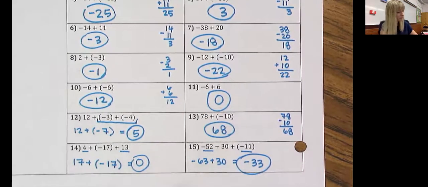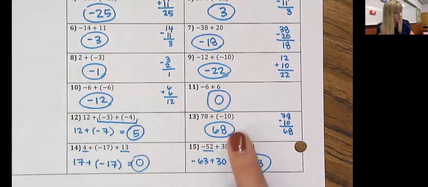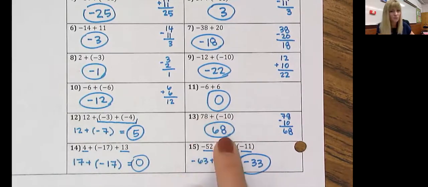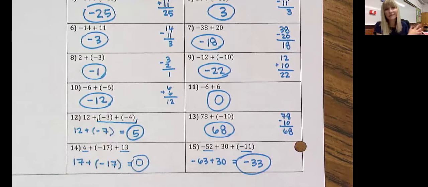Now, look what happens when I have three numbers. This one was just different signs: subtract, take the sign of the one that goes farther. 78 is certainly farther from 0 than 10, so I left it positive. When I have multiple numbers, you can choose the order because it's addition. So you can switch things around, you can change the order, you can do whatever you want in that way.